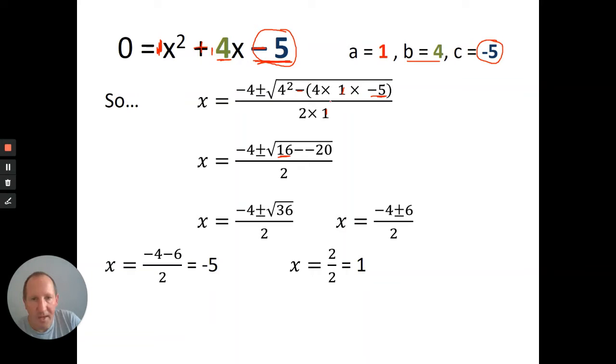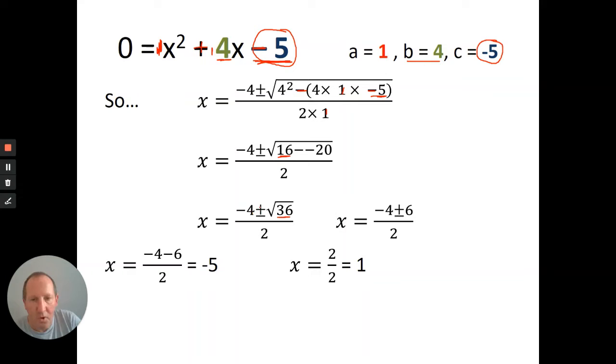Minus, work out the bracket. 4 times 1 is 4, times by minus 5 is minus 20. Key thing to remember, you've got two minuses here. You've got the minus from there, and the minus that came from that minus 5. 16 minus minus 20. Remember that when you take away a negative number, it's just like adding it on. So that's why I get 36 in this line here.